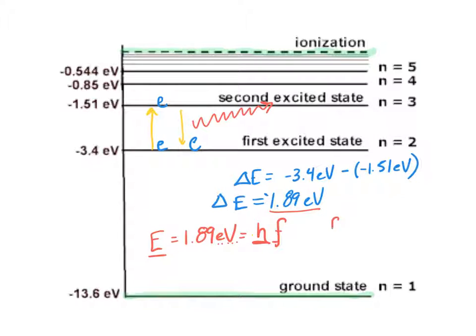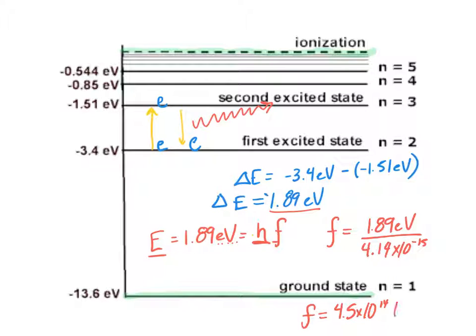So in other words, the frequency of light a human would see would be 1.89 electron volts divided by Planck's constant in electron volts, which is 4.14 times 10 to the negative 15th. Okay, so we divide that and we get a frequency of 4.5 times 10 to the 14th hertz.